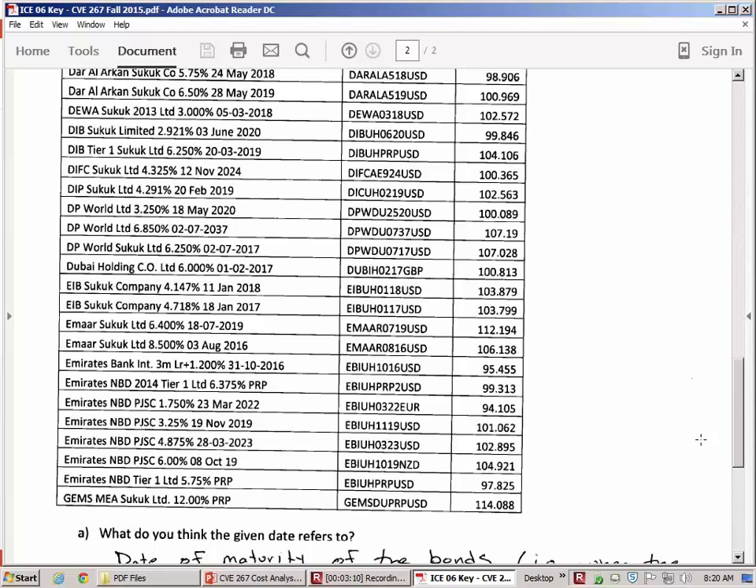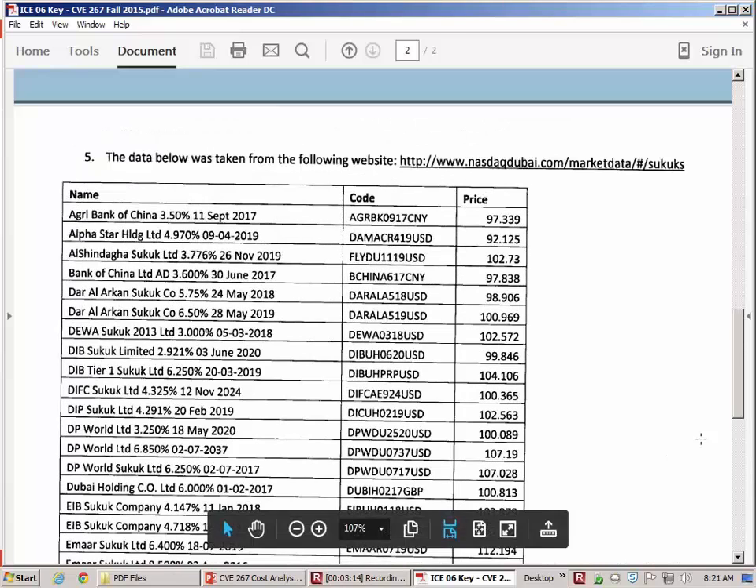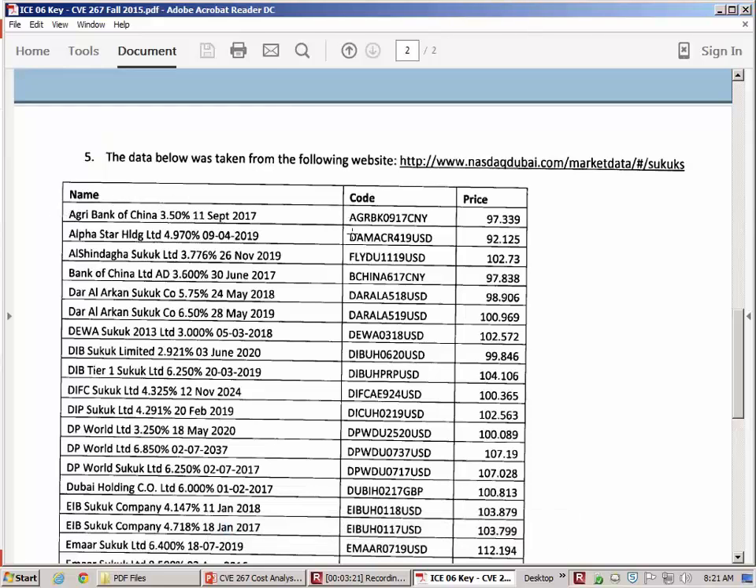All right, so B, what does the last 3 letters of the code refer to? Here's the code. It looks like AGR is probably an abbreviation for Agribank of China. Yeah, and that's right, it's currency.